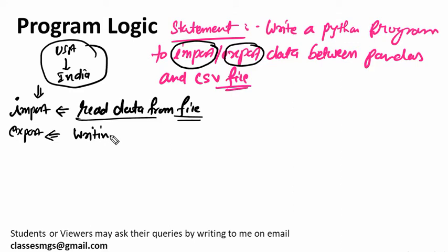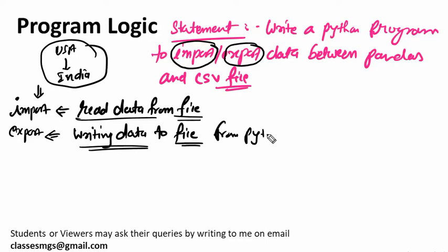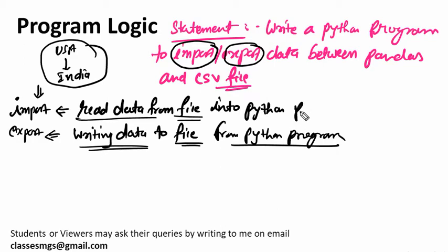writing data to a file from the Python program, and import means reading data from a file into the Python program. So these are the two terms that we are going to use. Export means, like India is exporting, let's suppose, wheat to USA. That means something we are giving to USA, that is export. So before starting, you should clearly distinguish between import and export.